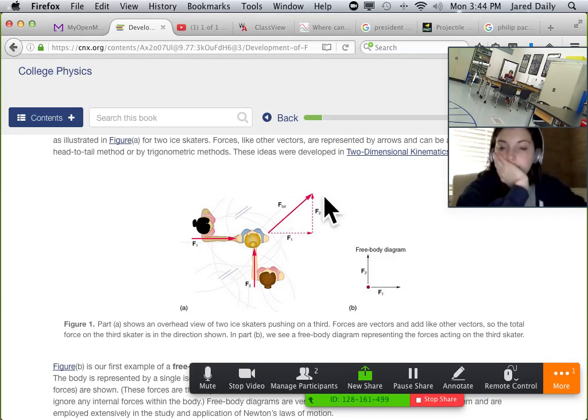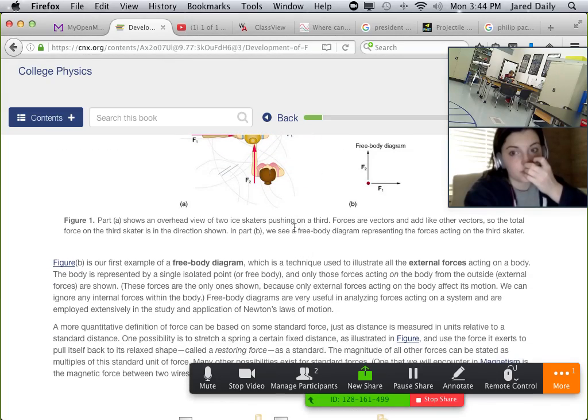Now, if you were doing this experiment, I think it would make sense. You know, one person pushes from the side, one person pushes from the back, and the person that's being pushed goes to the side and forward, right? And that kind of makes sense to us. But it's a vector concept, and so we can treat it like a vector just like we've treated other vectors in this way.